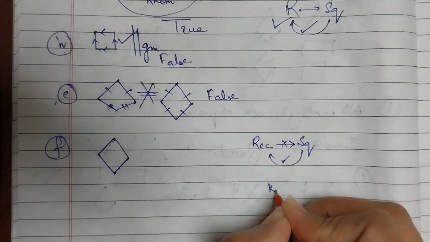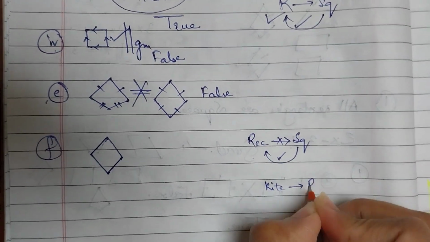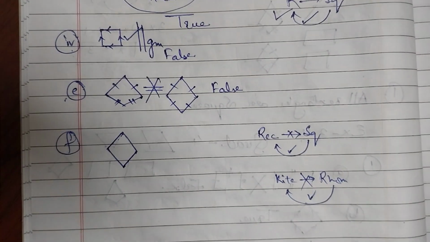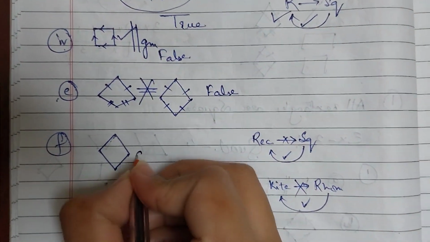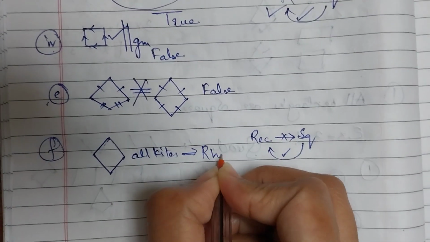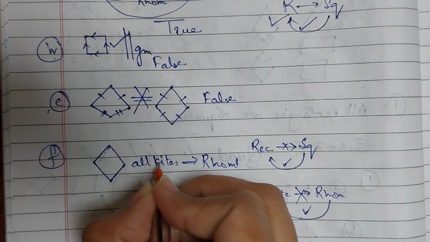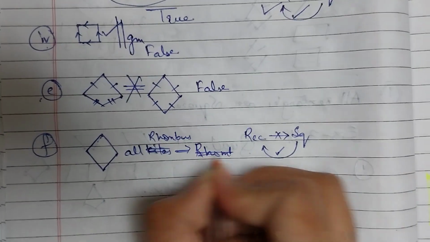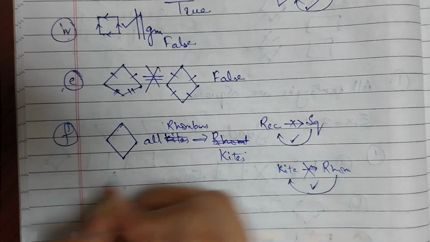The same way a kite can't be a rhombus, but a rhombus can very much be a kite. This is what we understand. So all rhombuses can be kites is what we understand here.